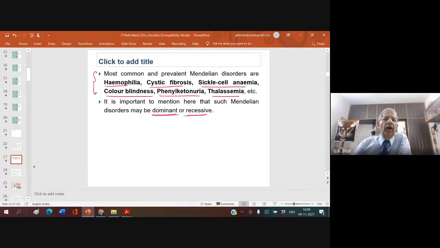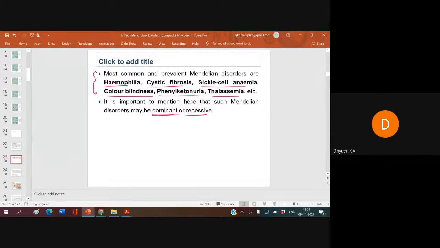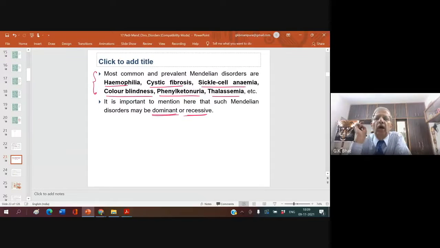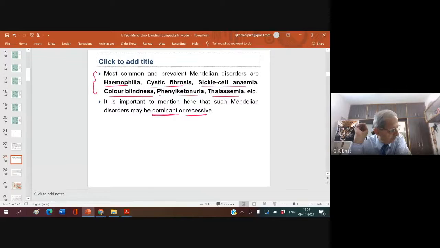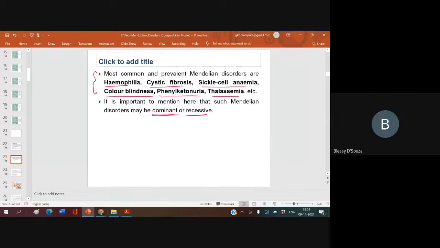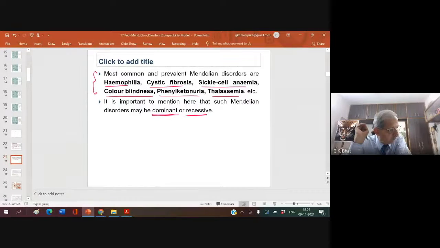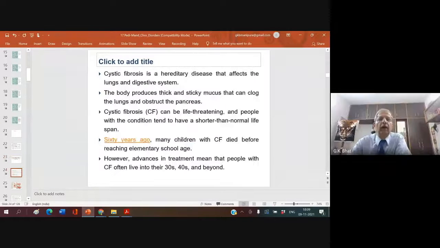Have you understood this point? Yes, sir. Shall I go ahead? Anyone has any doubt so far? No, sir. Blessy? No, sir. Namrata? No, sir. Yashwant? No, sir.